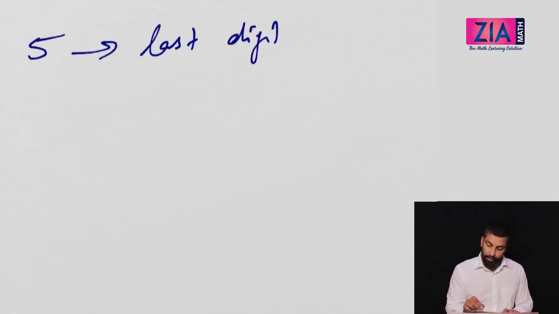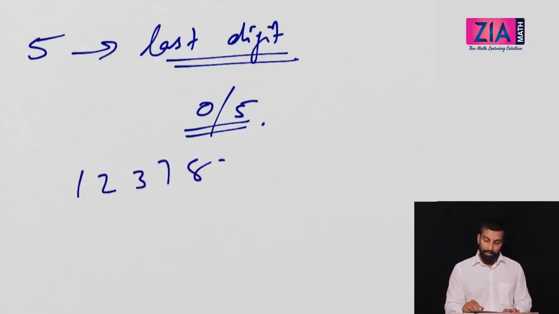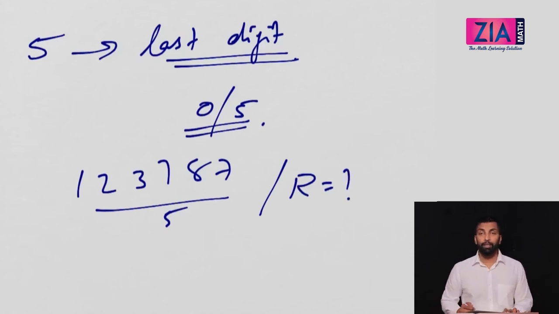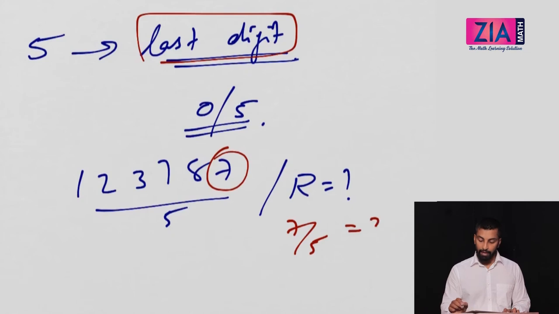This is the last digit. Okay, what is the condition? Last digit should be either 0 or 5. So if you get a question like 1, 2, 3, 7, 8, 7 divided by 5, what is the remainder? What is the answer? You see whether it is 0 or 5. It depends on the last digit, just look for the last digit. Last digit is 7, you divide 7 by 5, write the remainder 2.